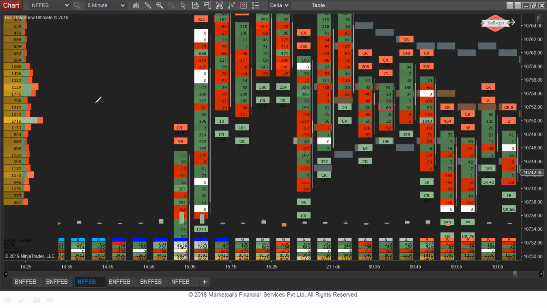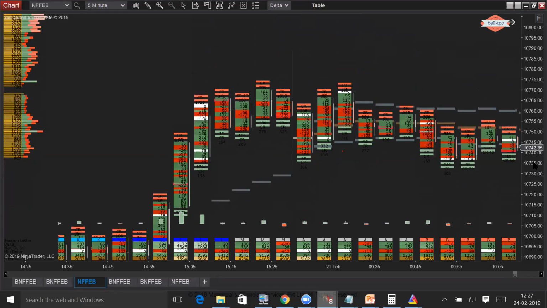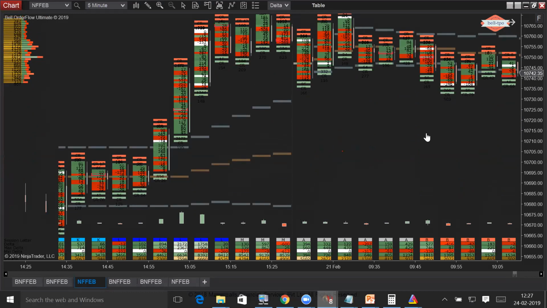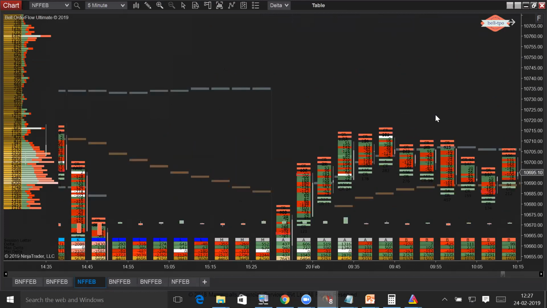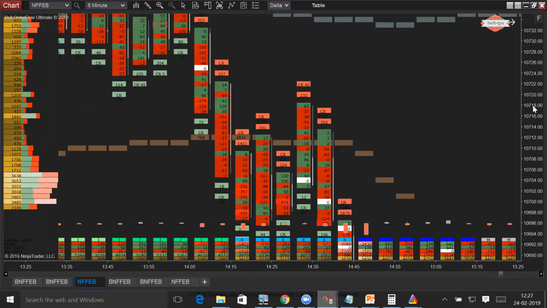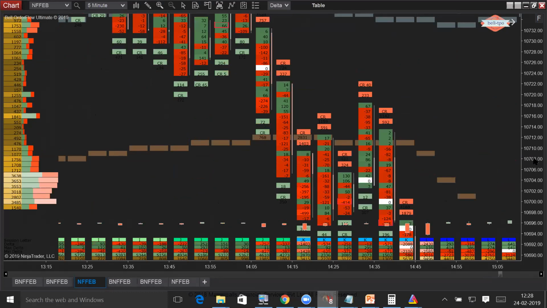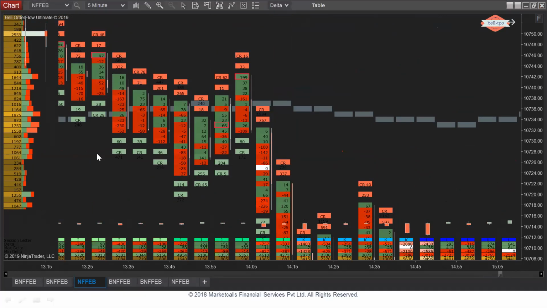So let's see whether there are other places where the delta players are getting positioned. Really, the markets are moving sideways. Not much delta positioning here. So this is a delta order flow chart where buyers minus sellers at each and every price level has been shown, which is also called delta at price.